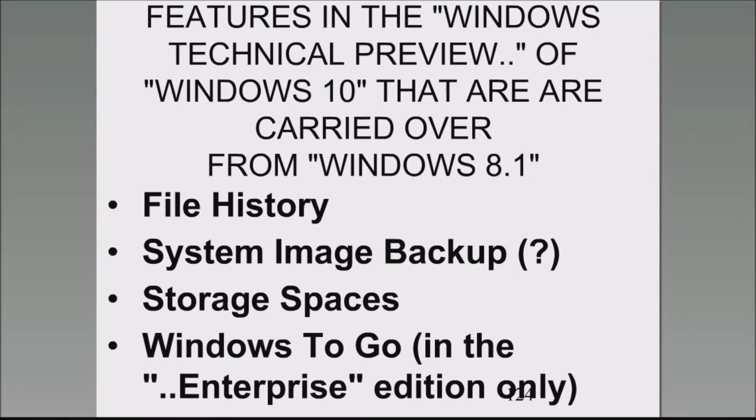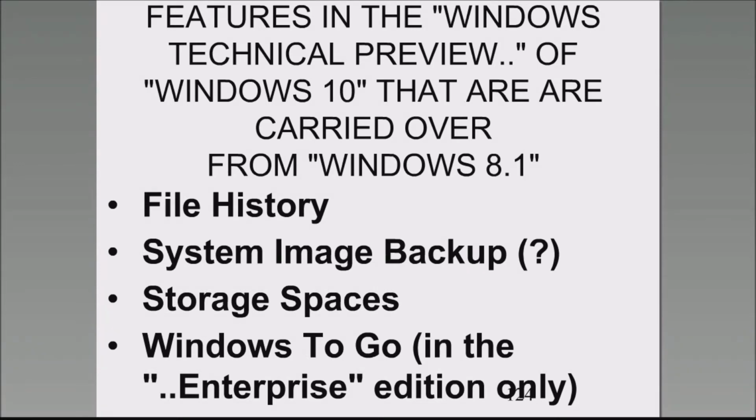Finally, there are features in Windows Technical Preview of Windows 10 that have been carried over from Windows 8.1, and the features that are most noticeable are file history, system image backup, storage spaces, and Windows to Go. Windows to Go is only carried over in the Enterprise Edition. I have an entire presentation about all these features. I'll be happy to deliver it to you or to your users group.